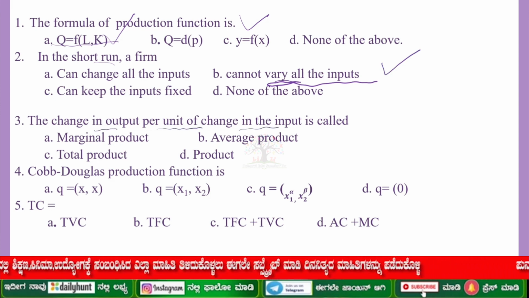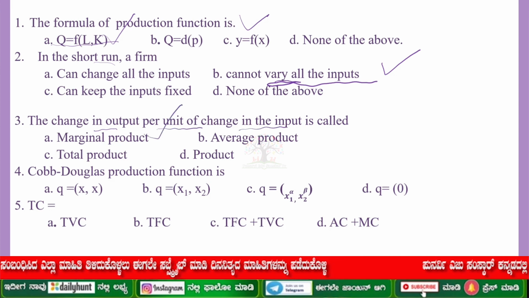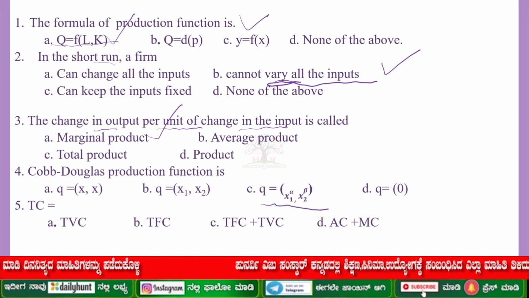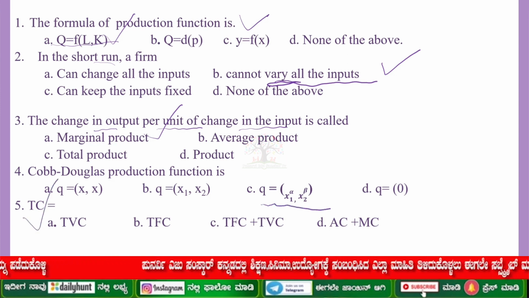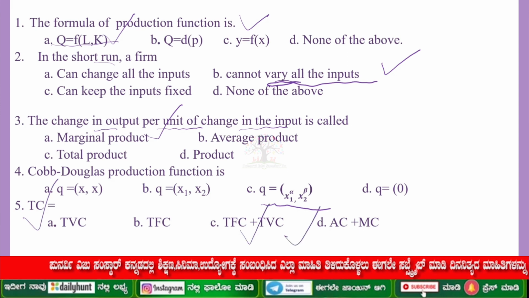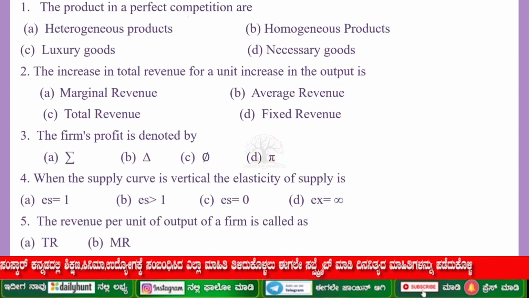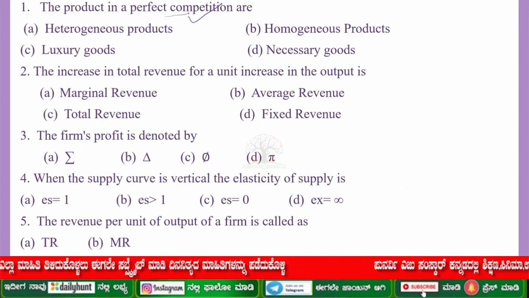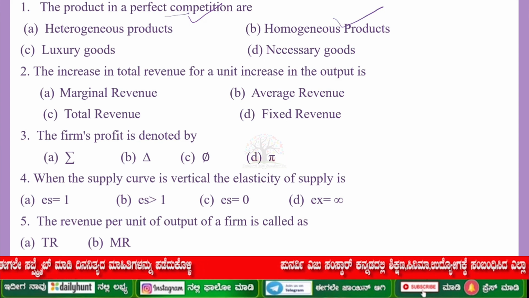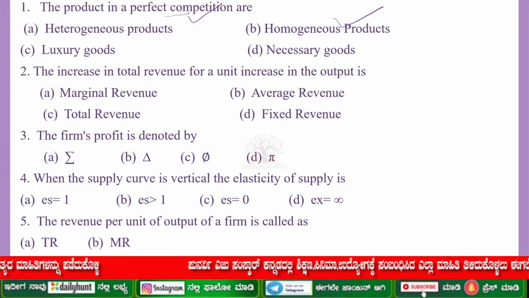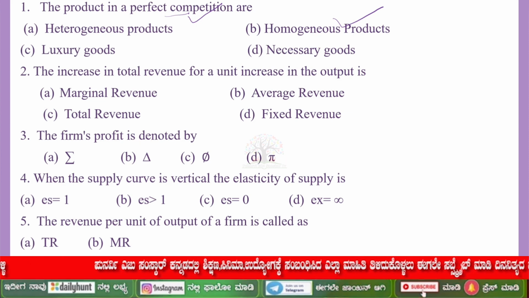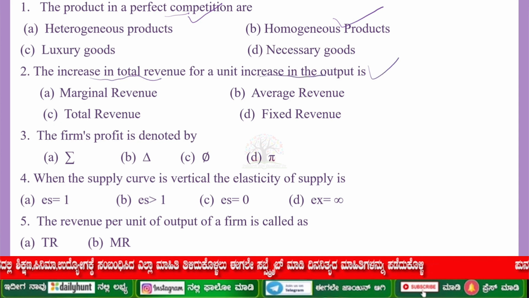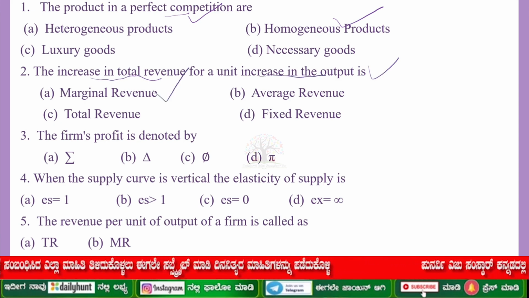Change in output per unit of change in input is called marginal product. The Cobb-Douglas production function is Q equals x1 to the power alpha times x2 to the power beta. TC equals TFC plus TVC. Product in perfect competition is a homogeneous product. Increase in total revenue for a unit increase in output, that is marginal revenue.